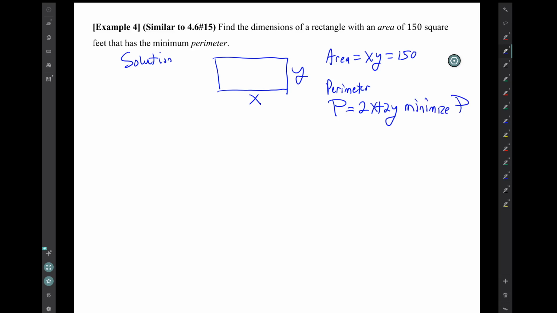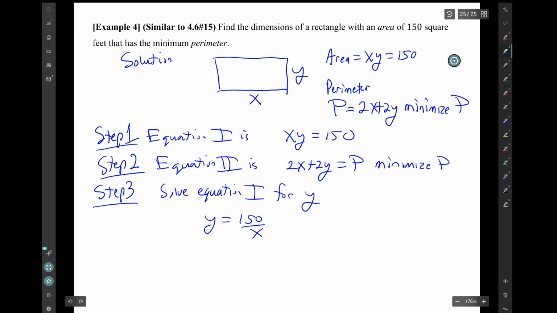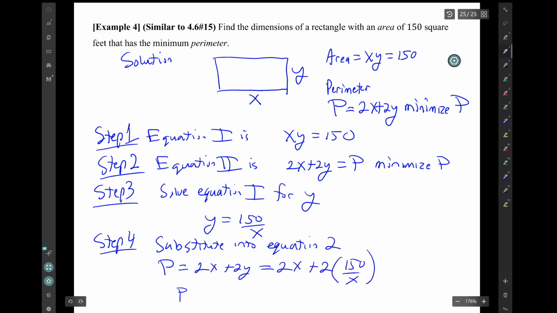So the area xy equals 150, and the perimeter is P equals 2x plus 2y, and we're supposed to minimize the perimeter. So that's basically our step 1 and step 2. Following the same procedure, we're going to solve equation 1 for y and substitute that into equation 2. So there's our function, P of x.